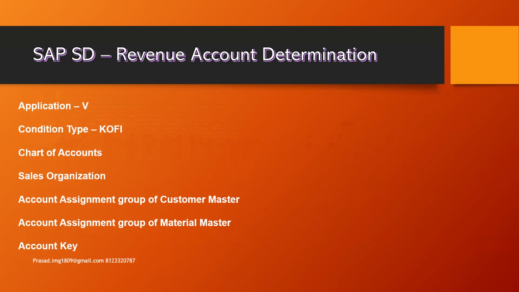Whether it is 01 or 02, whatever may be the value, if that is blank, then the system will not determine the revenue account. Then the account assignment group of material master data works the same way. In the sales organization data two view, we maintain that value.